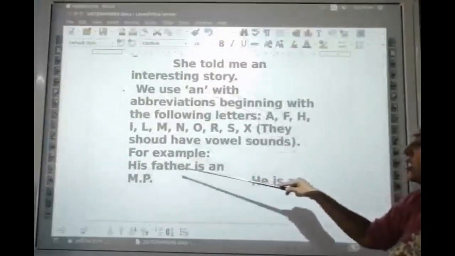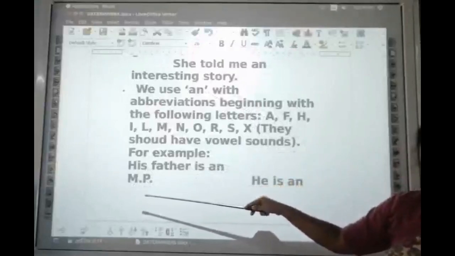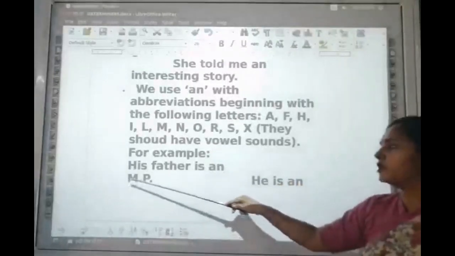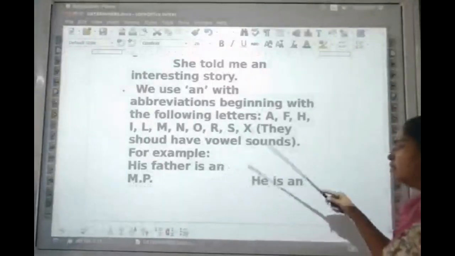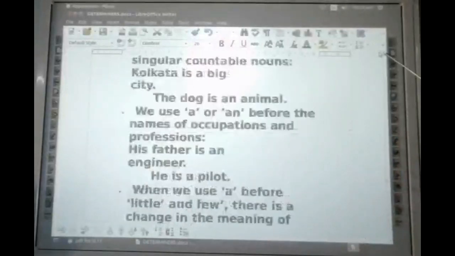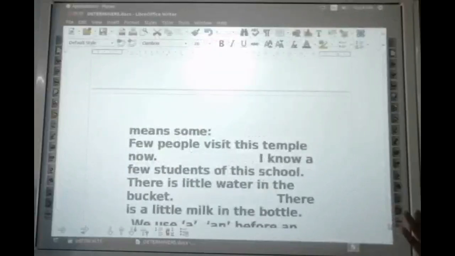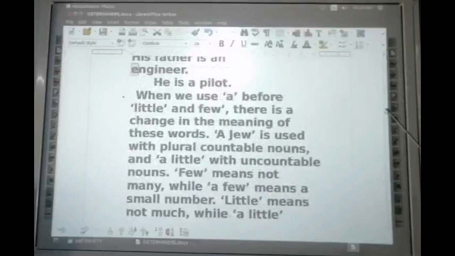Like, his father is an MP. How are we producing this word? "Em" P. The sound of E is a vowel sound. That's why we use AN here. I hope you understand this one thing also, and this is the most important thing, because these types of questions will come in your examination about the MLAs, about the vocation.